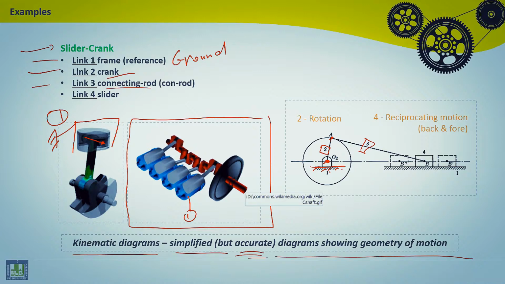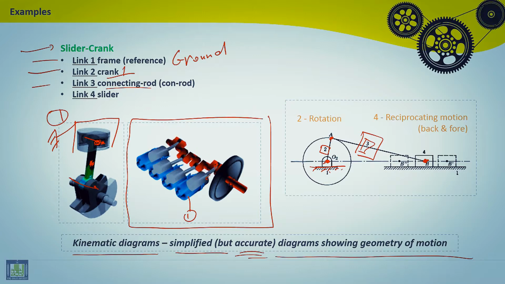So this connecting rod is joined also with the piston here, with this revolute. Okay, so link number 3 has a revolute joint with the piston and a revolute joint with the crank here. Okay, the crankshaft. Here we have a revolute joint.